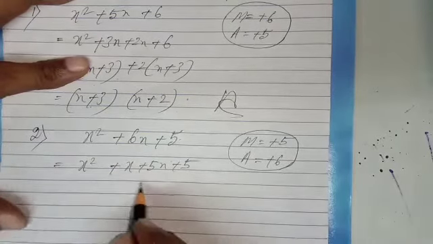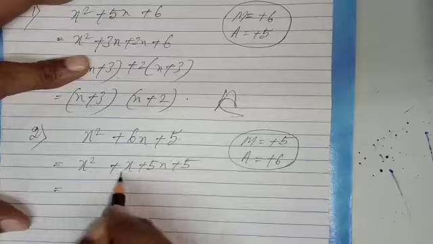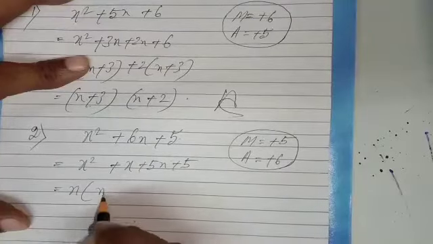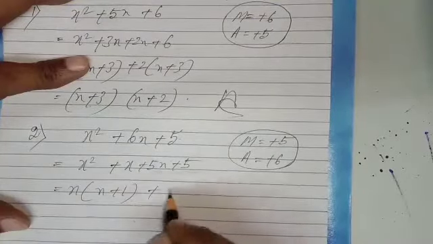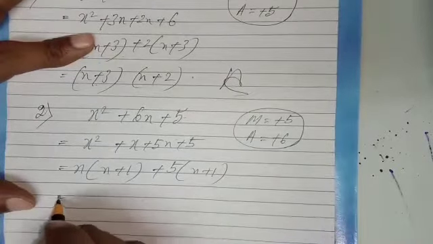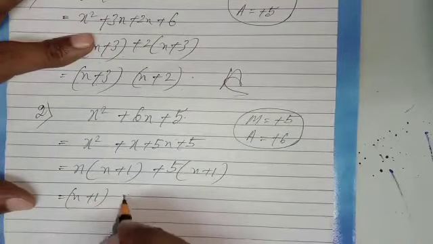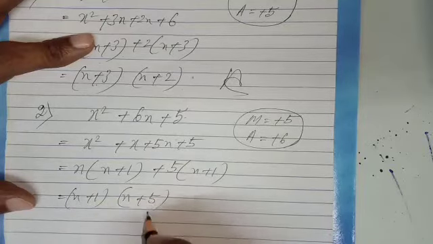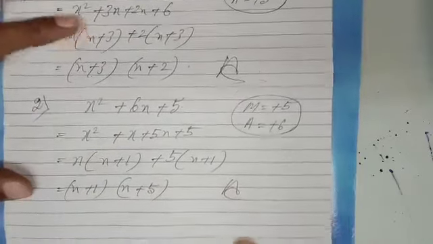And this one is called middle term breaking. x plus 5. You take x common from the first two, x plus 1 left. From the last two, you have to take 5 common, x plus 1. That means x plus 1 whole into x plus 5. This is the answer of number 2.